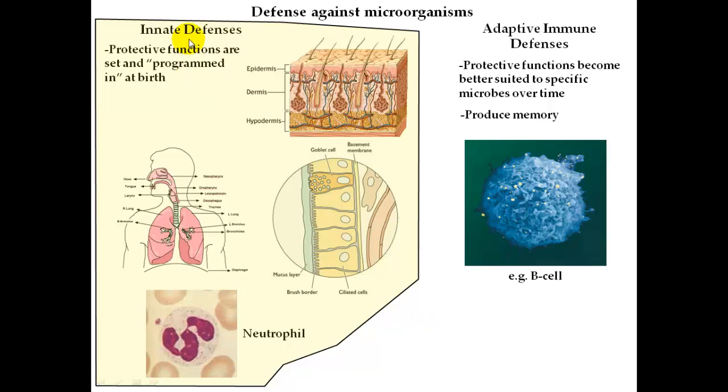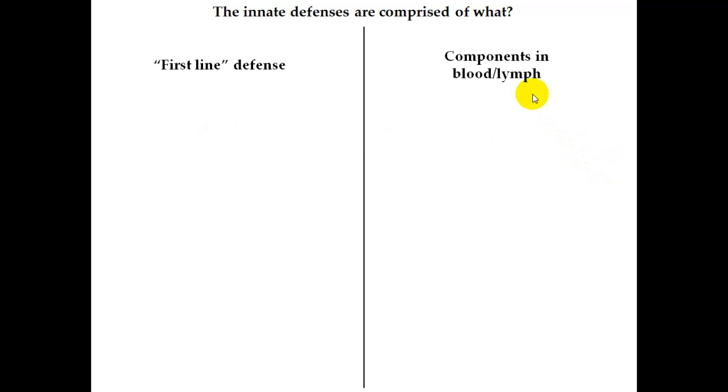So if you consider then just the innate defenses against pathogens, you can actually divide that up into two branches. There's the part that's considered to be our first line of defense against pathogens, and then you have things that are found in the blood and the lymph, right?